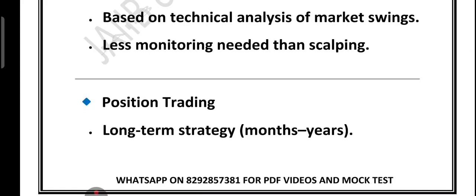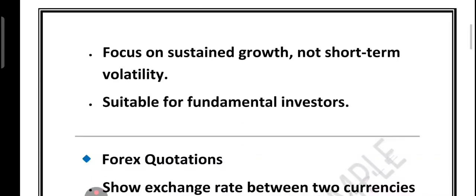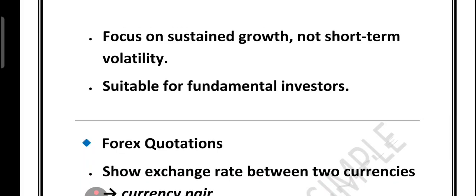The fourth kind of swapping technique we have is called position trading, which is a kind of long-term strategy, right? Position trading is a kind of long-term strategy. Please note it down. They focus on sustained growth. And one who is a fundamental investor wants to learn everything. So for them, position trading is the best method.